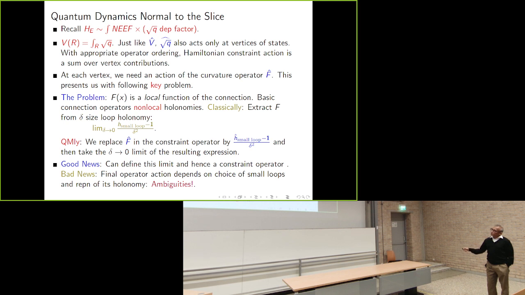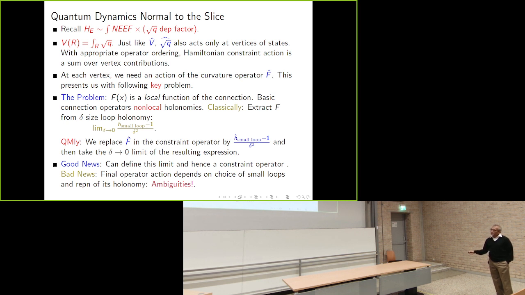So what do we do quantum mechanically? Quantum mechanically, one looks at the expression for the Hamiltonian constraint, replaces the operator by this regularized expression, and then tries to take the delta going to 0 limit of the Hamiltonian constraint, whatever the expression is. The good news when we do this is that one can actually define this limit, take delta going to 0, and hence we can define a constraint operator.